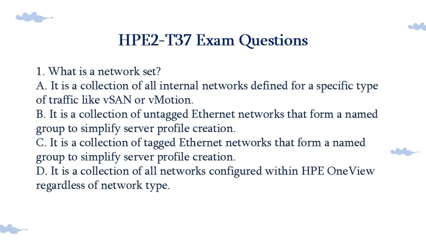1. What is a network set? A. It is a collection of all internal networks defined for a specific type of traffic like vSAN or vMotion. B. It is a collection of untagged Ethernet networks that form a named group to simplify server profile creation. C. It is a collection of tagged Ethernet networks that form a named group to simplify server profile creation. D. It is a collection of all networks configured within HPE OneView regardless of network type.